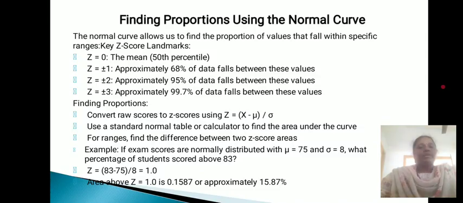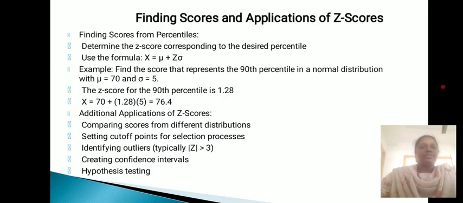For example, if exam scores are normally distributed with mean 75 and standard deviation 8, what percentage of students scored above 83? Z is equal to 83 minus 75 divided by 8, which is equal to 1.0. The area above Z equal to 1.0 is 0.1587, or approximately 15.87%.